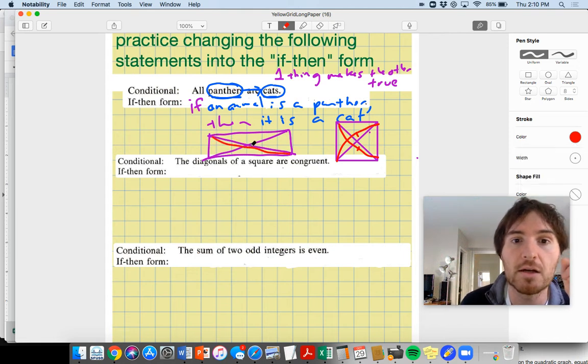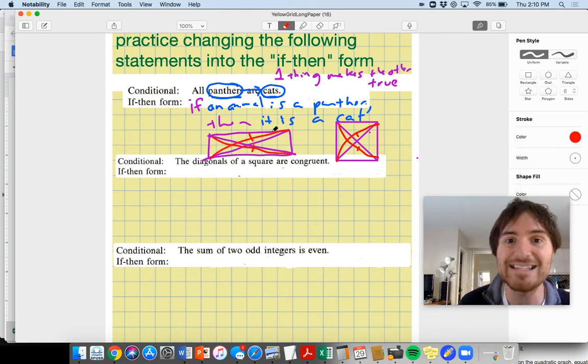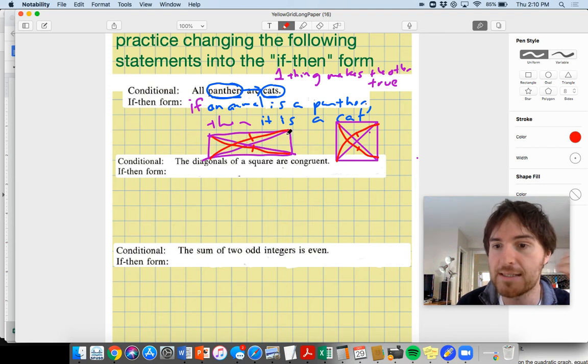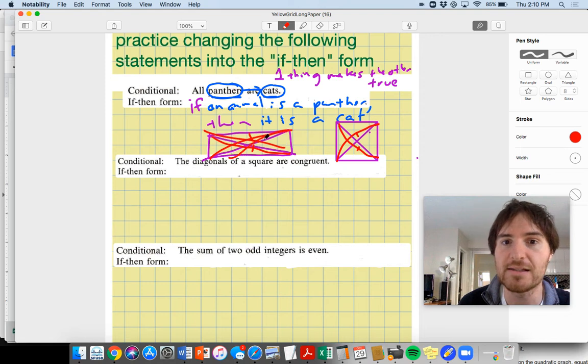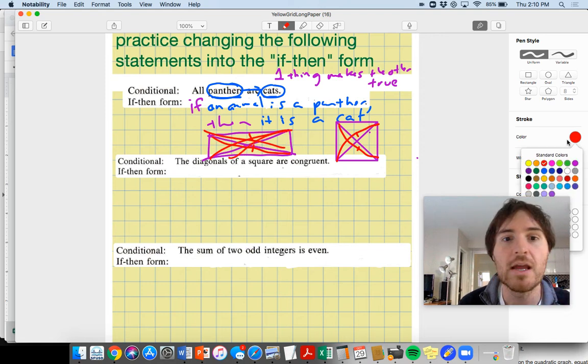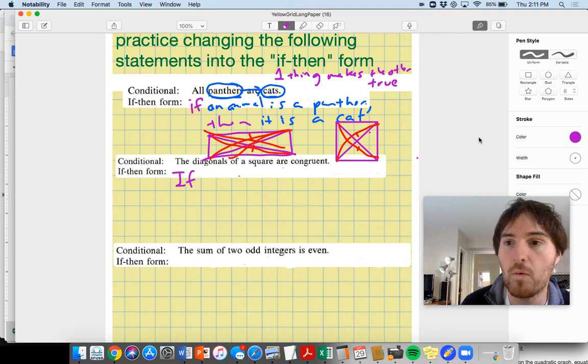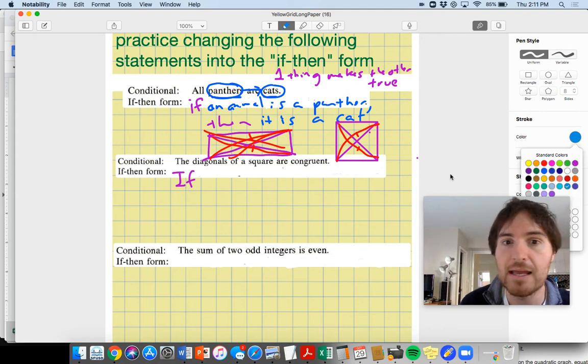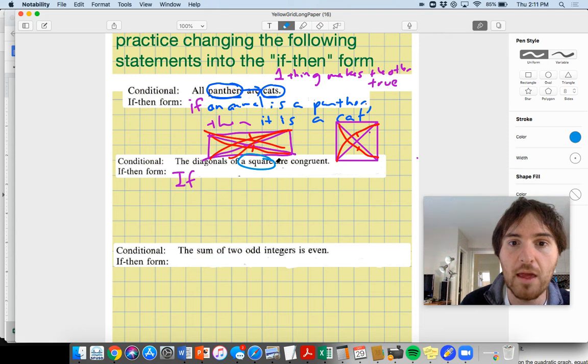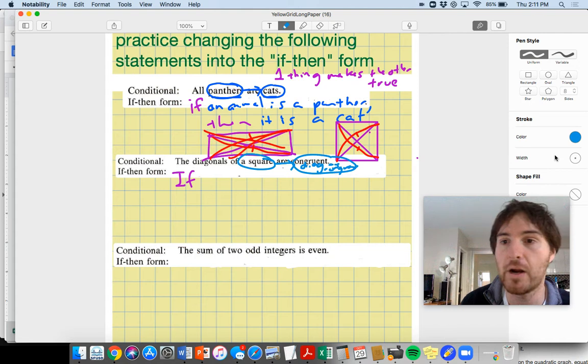So if we have congruent diagonals, then we know the figure is a square? No, that's not true, okay? Because these diagonals are congruent, and it doesn't establish a square. So here, the diagonals of a square are congruent. The way to look at it is that if we have a square, then we would know the diagonals are congruent, right? Because squares are also rectangles as well. So if we have a square, there, that's it here.